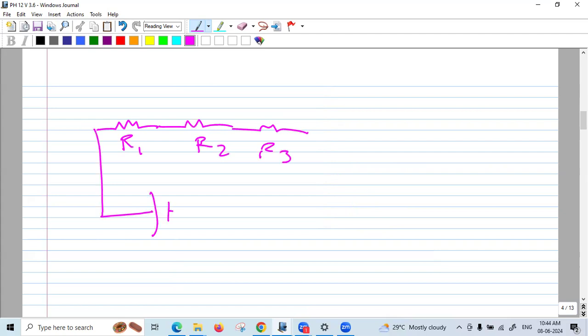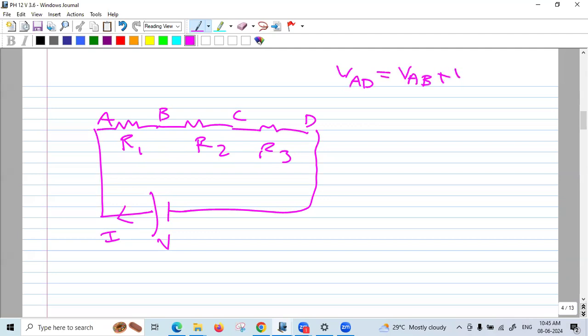See, there is a resistance R1, R2, R3, and something to drive the current, which is the cell, of voltage E. So the current will go in this direction, right? Suppose I mark this point as A, this point as B, this point as C, and this point as D. What this second rule says is the voltage drop from A to B, plus the voltage drop from B to C, plus the voltage drop from C to D.